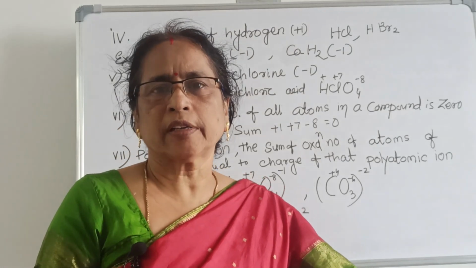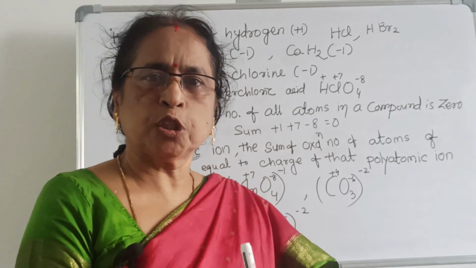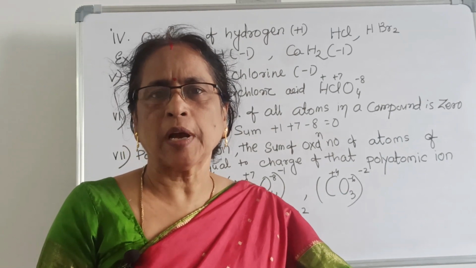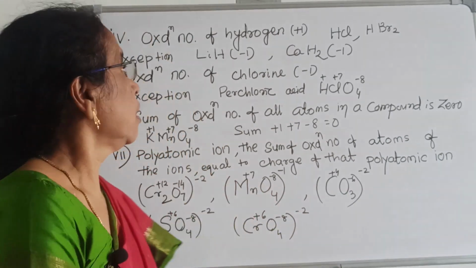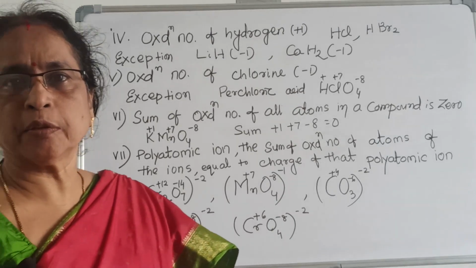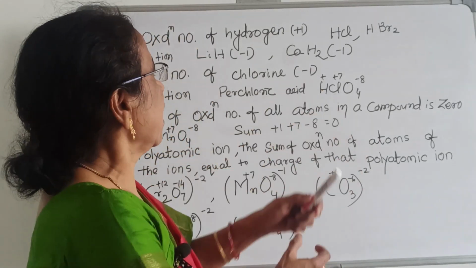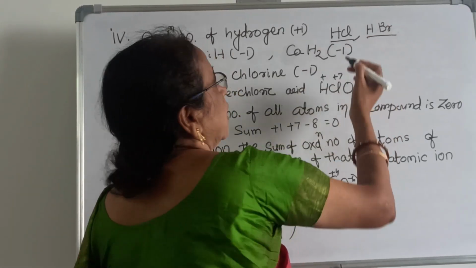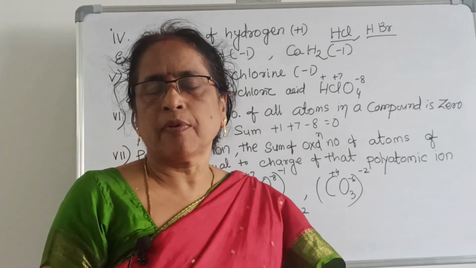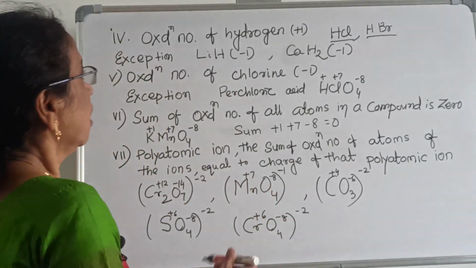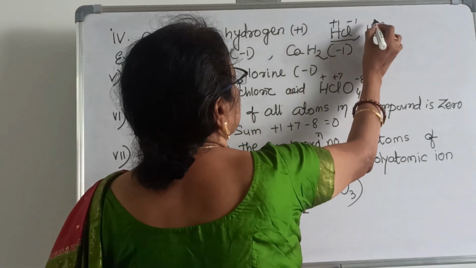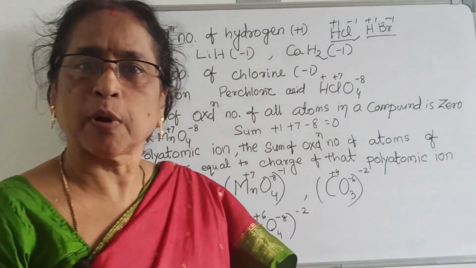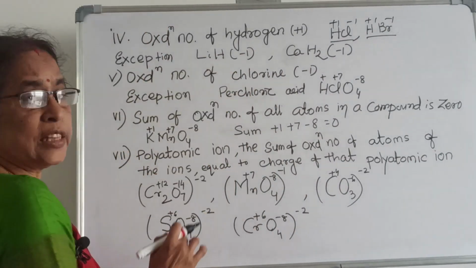As in the third point, I told you the oxidation number of oxygen is generally minus 2, and there are 2 exception cases, which I already told. Now you can see the oxidation number of hydrogen is generally plus 1. In hydrochloric acid and hydrogen bromide, you can see the oxidation number of hydrogen is plus 1, with chlorine and bromine minus 1. So the oxidation number of hydrogen is generally plus 1.